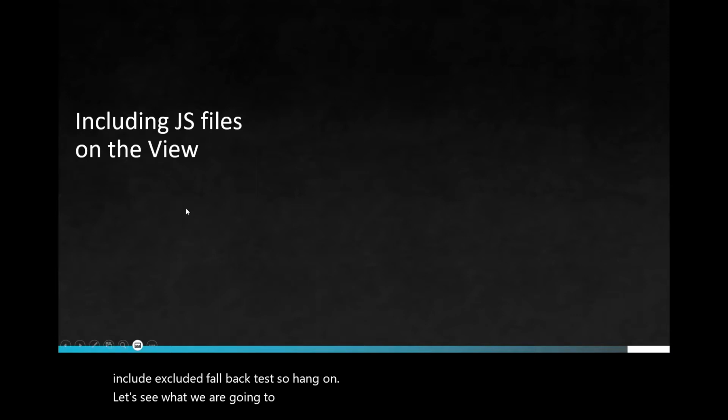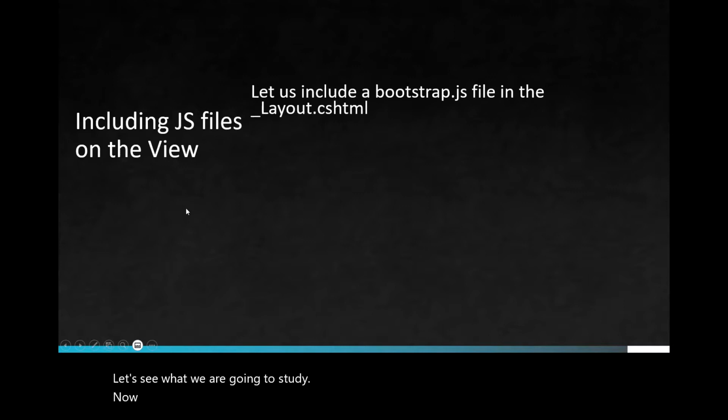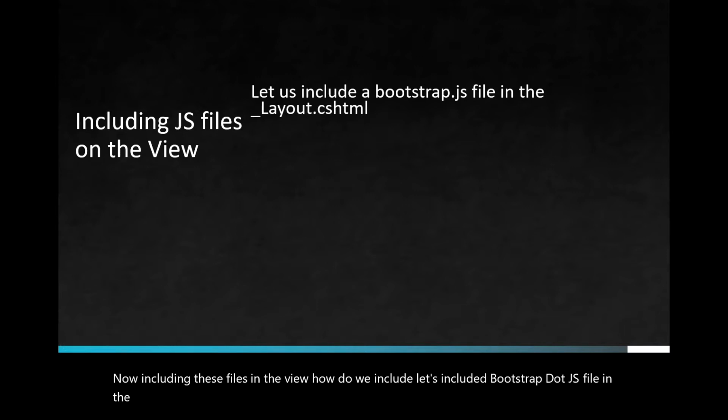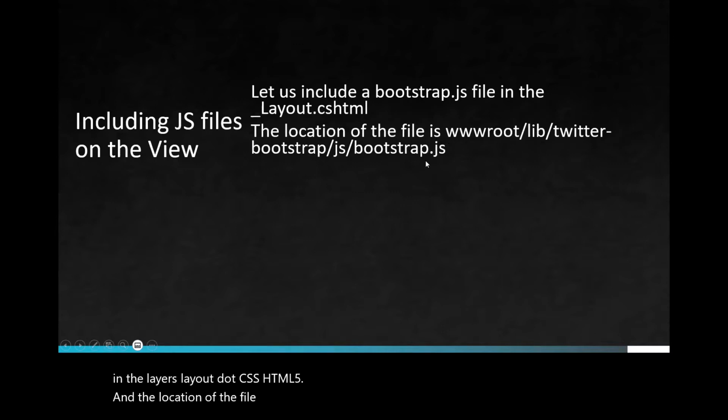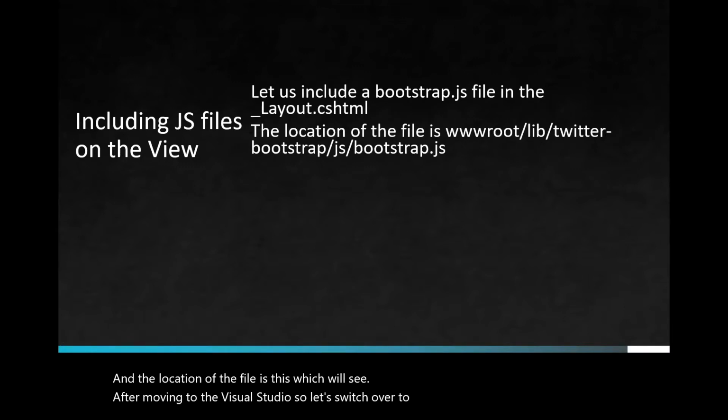So now, including JS files in the view, how do we include? Let's include a bootstrap.js file in the layout.cshtml file, and the location of the file is this, which we'll see after moving to Visual Studio. So let's switch over to Visual Studio.